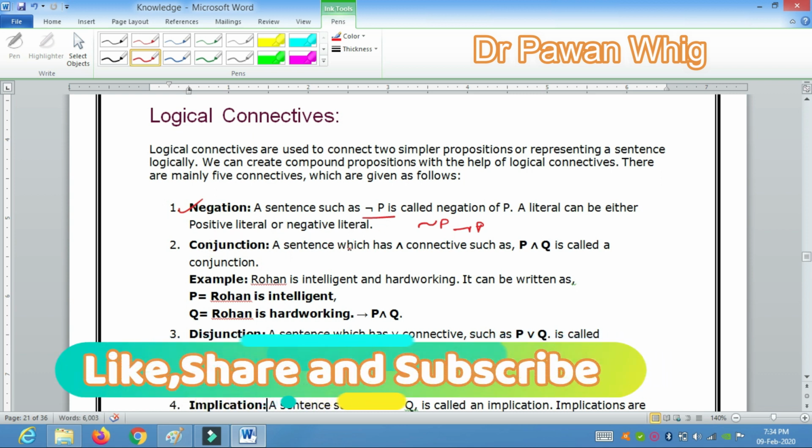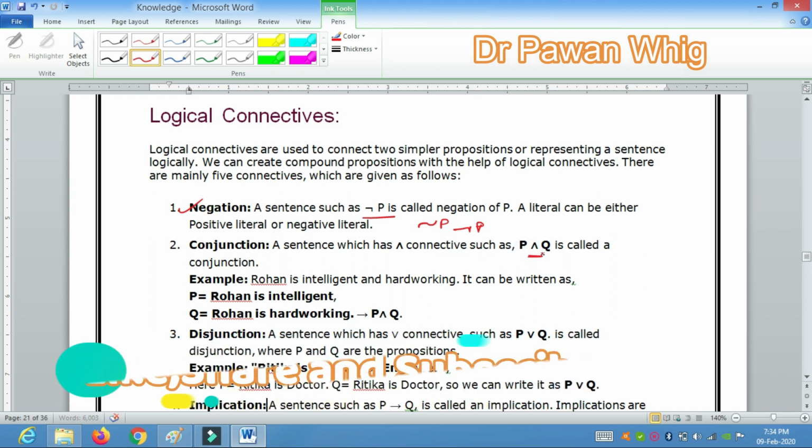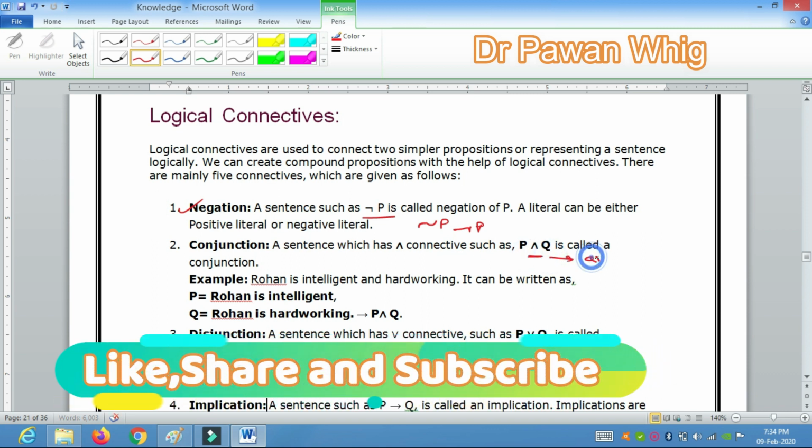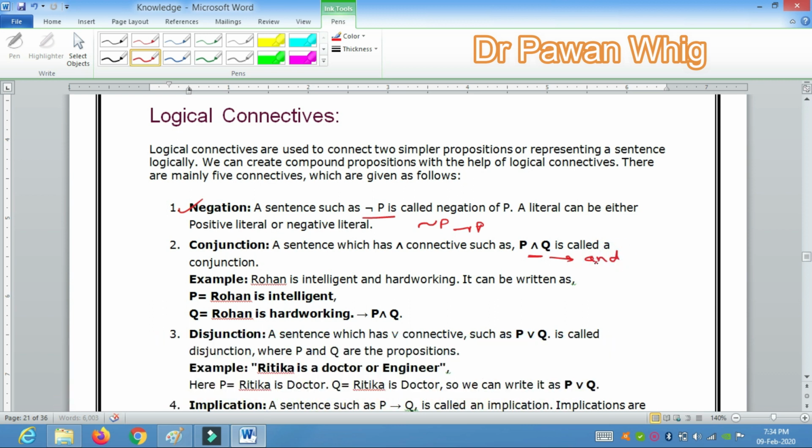Conjunction: a sentence which has a connective like this is called a conjunction. Conjunction is, in other terms, what we call AND. I give you a hint: this is a downward-pointing symbol, so the downward symbol is what we call conjunction. Conjunction means AND, means multiplier. You have to just remember this. I'll cover it later on. Like in a sentence, if we are talking about Rohan is intelligent, Rohan is hardworking.